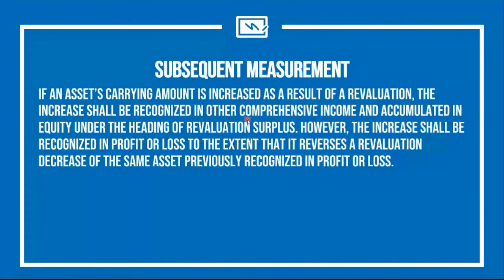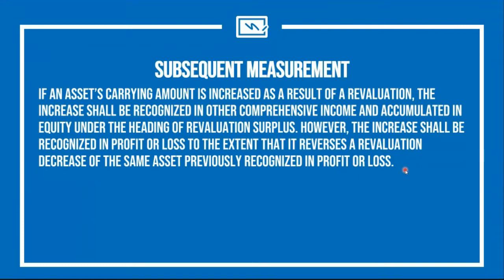Again, still under subsequent measurement, if an asset's carrying amount is increased as a result of revaluation, what are you going to do? The increase shall be recognized in other comprehensive income and accumulated in equity under the heading revaluation surplus. However, the increase shall be recognized in profit or loss to the extent that it reverses a revaluation decrease of the same asset previously recognized in profit or loss. So what are we trying to say here?